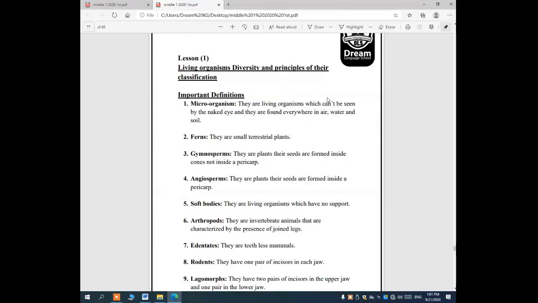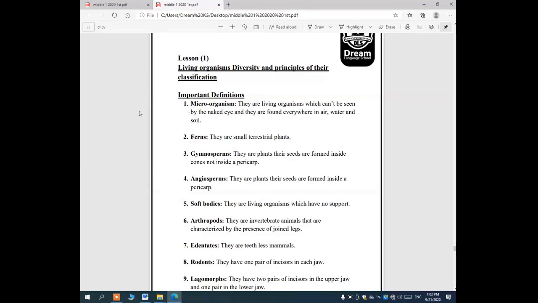Today we are going to talk about unit 3, lesson 1, which is about living organisms, diversity and principles of their classification. First, we are going to talk about some important definitions, okay? And we are going to talk about them later in detail. But first, you have to know some important definitions in the first part.